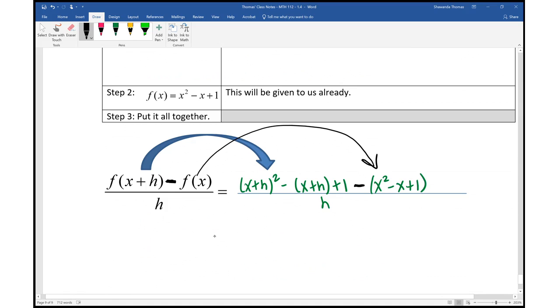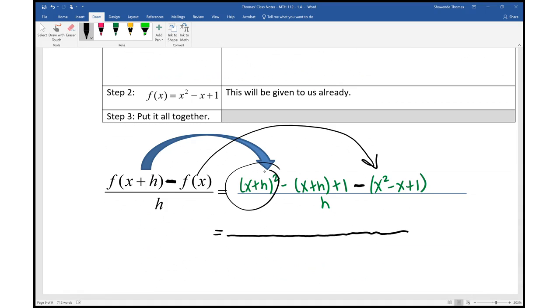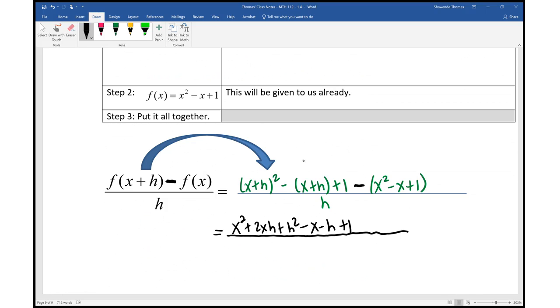Now, we got to do a lot of multiplying before we get to the fun part. So here we go. Now this part we should probably memorize by now. It's x plus h times x plus h, right? And then we ended up getting x squared plus 2xh plus h squared the last time. Then we're going to distribute minus x minus h plus 1. Then we're going to distribute again. Minus x squared plus x minus 1 all over h.